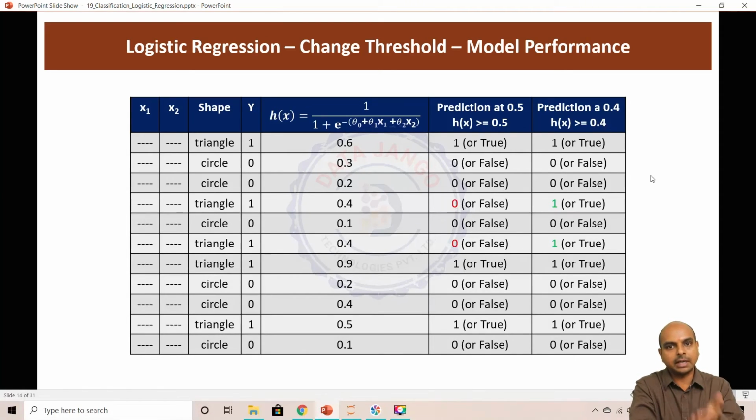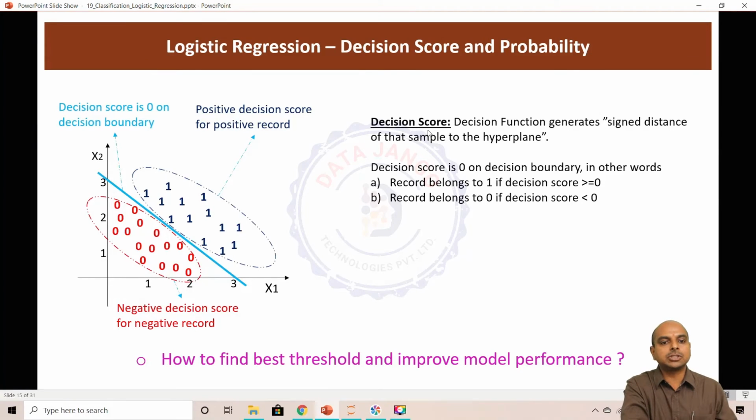Okay? But if you look at the decision score, it is the distance between the decision boundary and the data point. The signed distance of the sample to the hyperplane. We said hyperplane because in a two-dimensional setup it's going to be a line. In a three-dimensional setup and beyond that it's going to be a hyperplane. So if your record is positive, the decision score is going to be positive. If your record is negative, the decision score is going to be negative. So 0 is the threshold for the decision score.